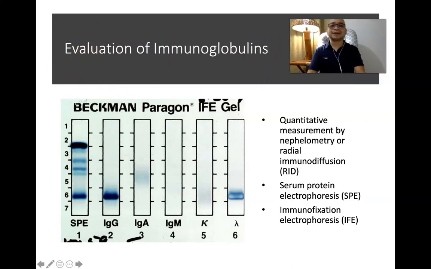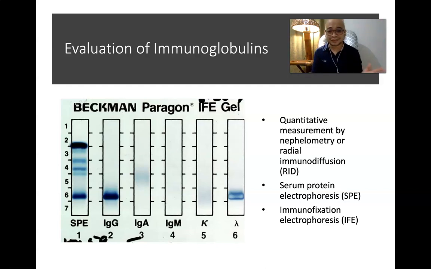And then, of course, as what I've mentioned, doctors may want to know the level of immunoglobulins, and it is quite expensive because it is not being done routinely. So it can be measured quantitatively by using the nephelometry principle. Remember the nephelometry, you measure the amount of light that is blocked, or RID, radial immunodiffusion. So remember the Fahey and the Mancini method. So that's part of the RID.